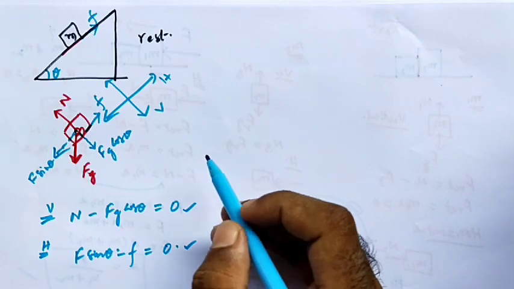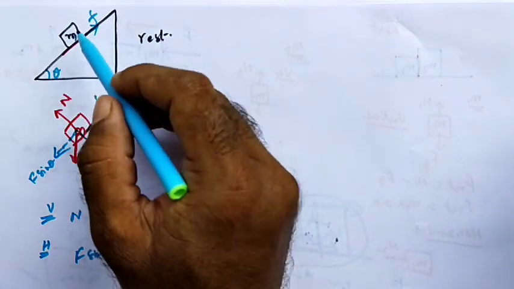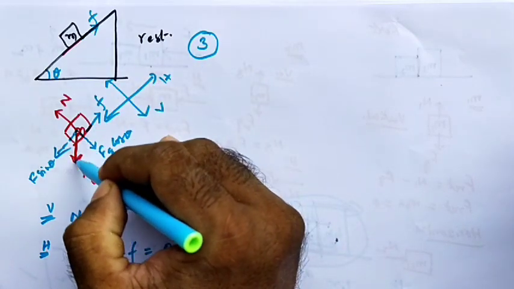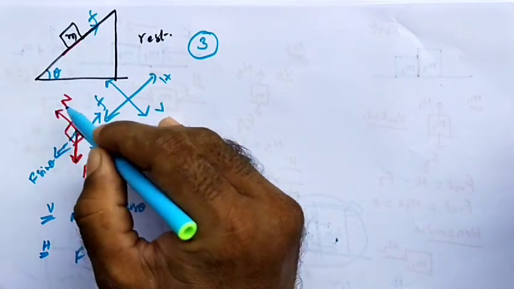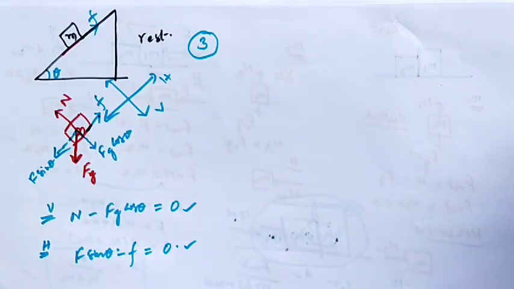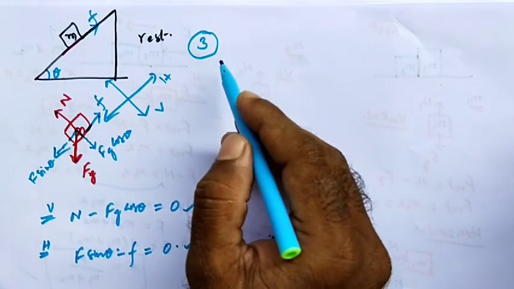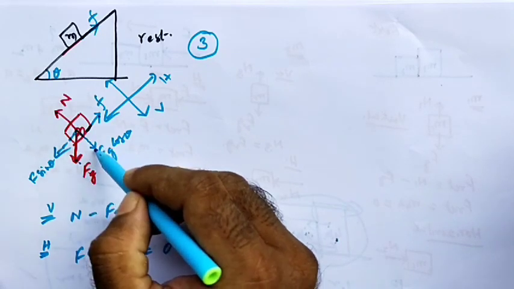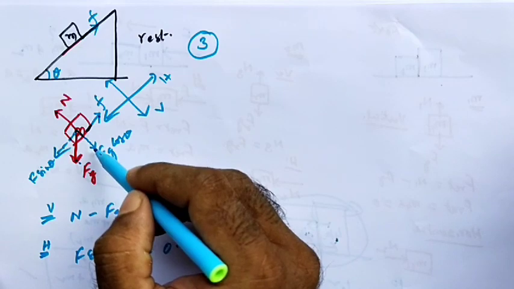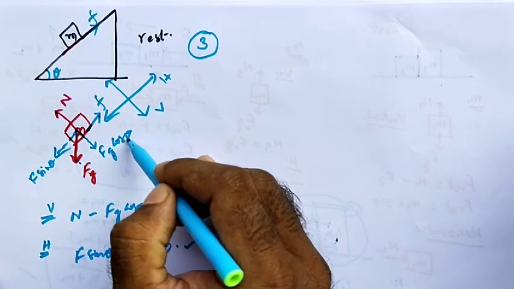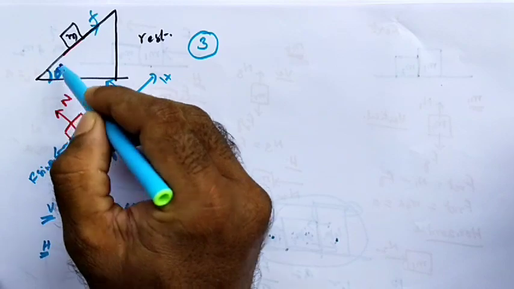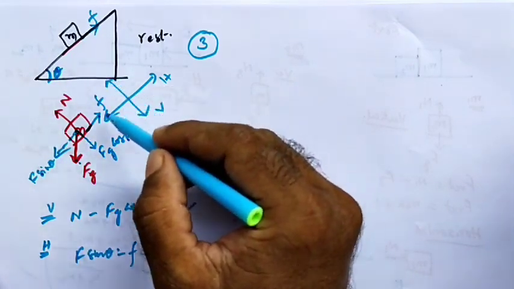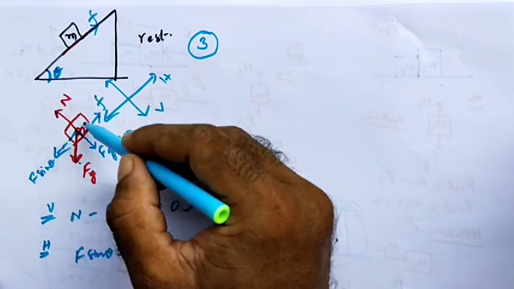Clear? So in this case, how many forces are acting on the block m? 3 forces. One is weight, second one is normal reaction, third one is friction. So total 3 forces are acting. This weight we are resolving into 2 components, one vertical and one horizontal. The vertical component is Fg cos theta, where theta is the angle of the inclined plane. Next, Fg sin theta.